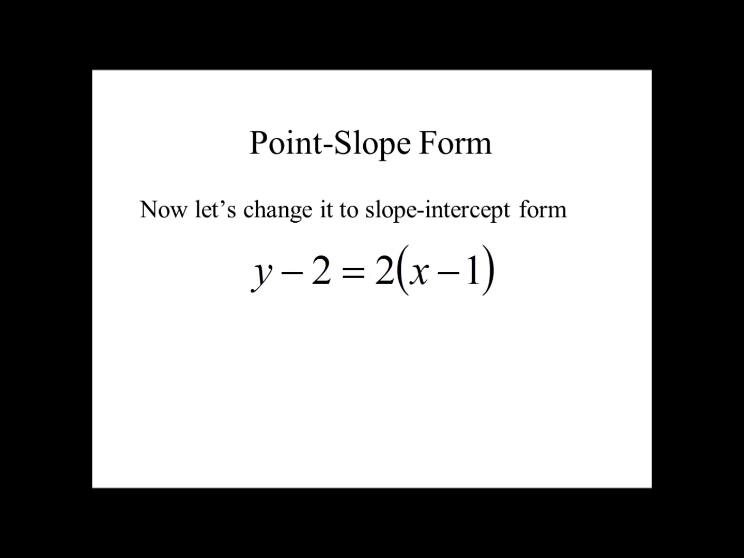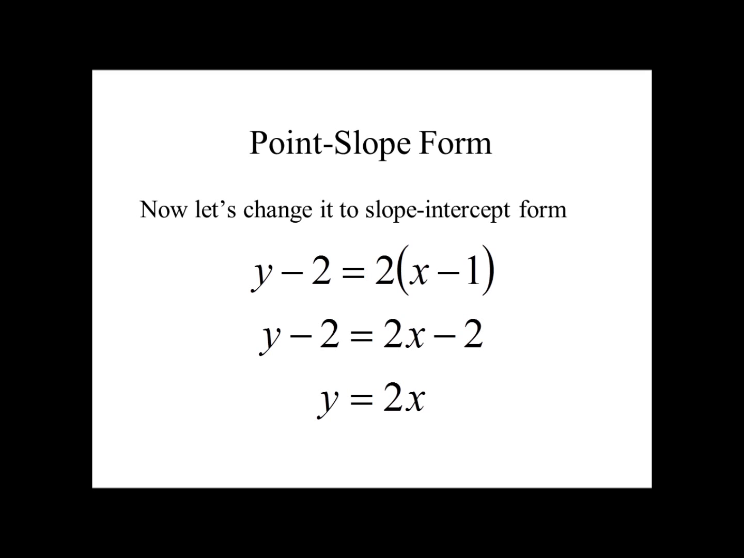Now let's look at how to change it into slope-intercept form. First thing we'll do is go ahead and distribute the slope in. Multiply the 2 times the x and the 1. And then the last thing we do is just add over the 2 that's on the left side. We get y equals 2x. So now it's in slope-intercept form.